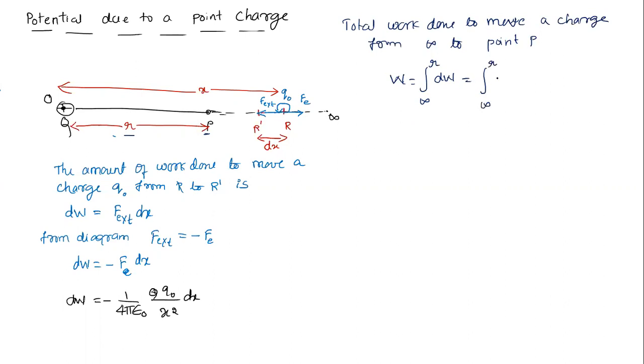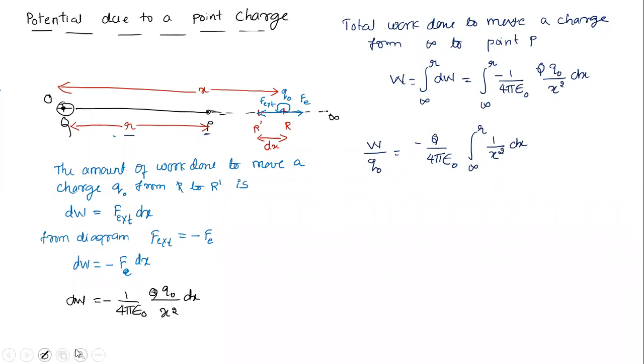with the negative sign outside. Let's say minus 1 divided by 4 pi epsilon naught into Q naught divided by distance x squared into dx. Now this Q naught I'm going to take to the left hand side. It will become W by Q naught, that is equal to minus capital Q divided by 4 pi epsilon naught, which we took outside, and the integration from infinity to R of 1 by x squared dx. Now we need to go for the integration here. What is the integration formula?